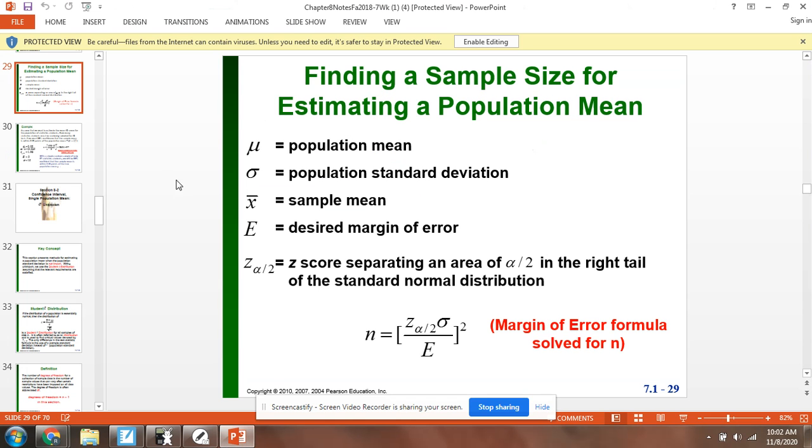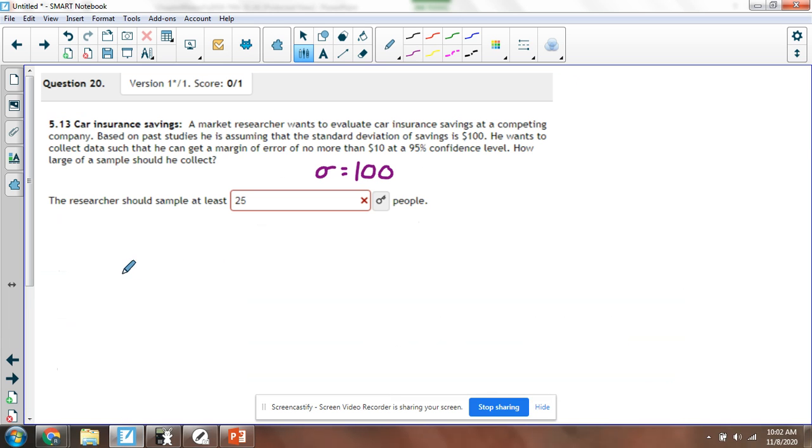So in the PowerPoint notes on slide 29, you'll see here's our margin of error formula to find a certain sample size. So it's just going to be the sample size equals z of alpha over 2 times sigma over the margin of error squared. So we have n equals z of alpha over 2 times sigma over the margin of error, and this whole thing is going to be squared.